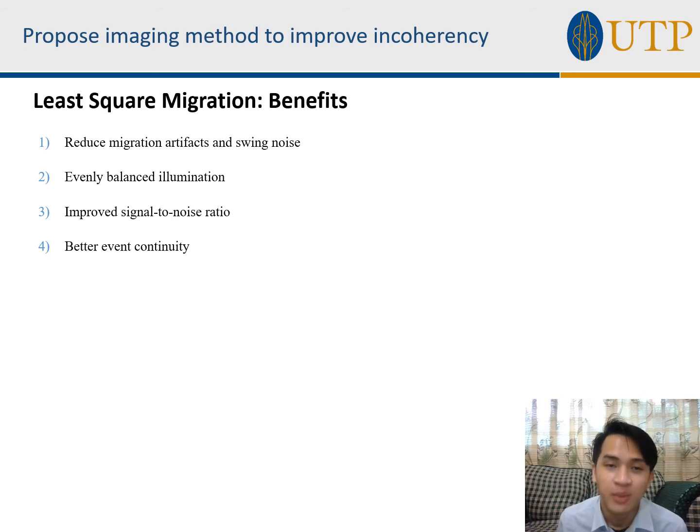So next are the benefits of least square migration. Least square migration offers many important benefits when compared to conventional migration. These include reduced migration artifacts and swing noise. It evenly balances the illumination, it improves signal to noise ratio, and it visualizes better event continuity. With all the benefits that least square migration has, it is a suitable imaging method in order to improve the incoherency of the seismic section, Block PM113, Malay Basin.